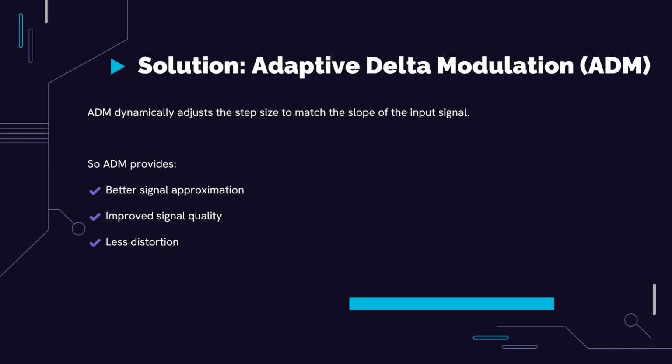ADM dynamically adjusts the step size to match the slope of the input signal, so ADM provides better signal approximation, improved signal quality, and less distortion.